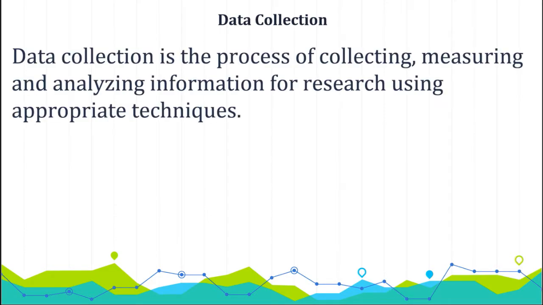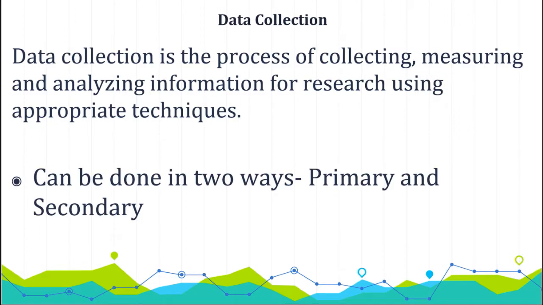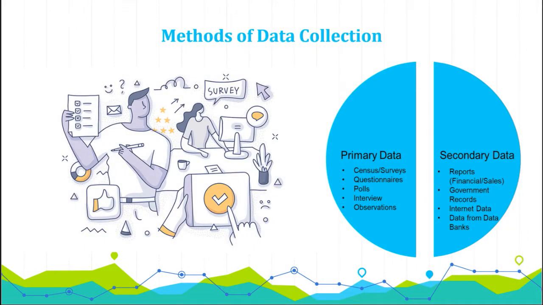Data collection is the process of collecting, measuring, and analyzing information for research using appropriate techniques. There are two ways which this can be done: the primary and secondary methods. This is a summary of the different methods of data collection. Under primary, we have census and surveys, questionnaires, polls, interviews, observations.